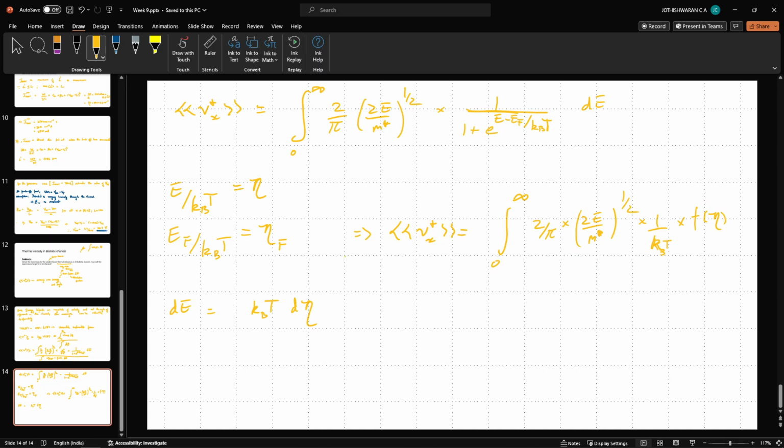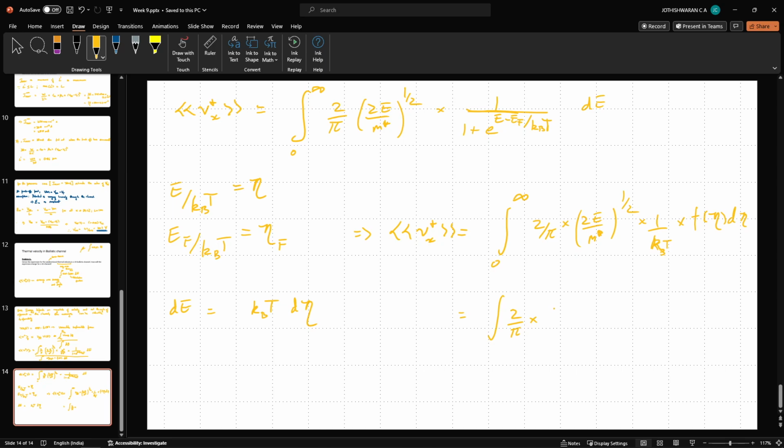Here I'm differentiating the Fermi distribution, which is temperature dependent, to this new normalized quantity d eta. Of course, I can take kBT to the power half into this expression to get the integral. I will take a root 2 and a root pi here, you'll understand why, or rather let me just leave the constants as they are for now.